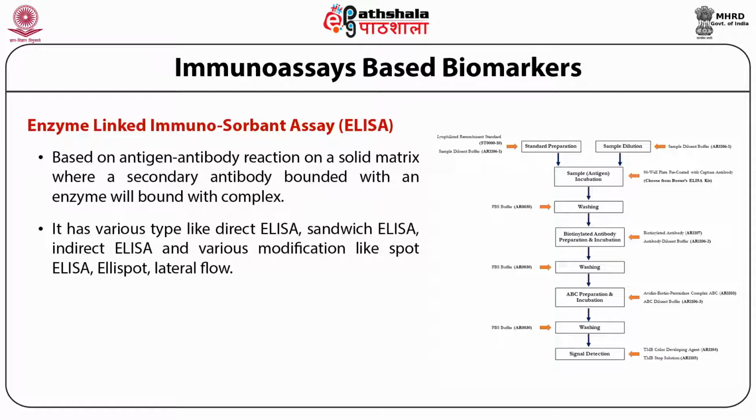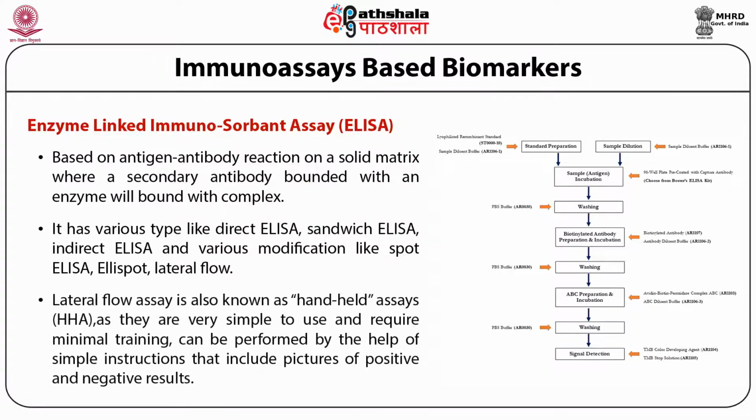There are several variants of ELISA like indirect ELISA, sandwich ELISA, competitive ELISA, spot ELISA, ELISpot, lateral flow. This lateral flow assay is also known as handheld assay, and these lateral flow assays are very simple to perform, and even a common man can perform these tests by just observing the positive and negative result on the instruction page. So this pregnancy diagnosis kit is an important example of lateral flow assay.